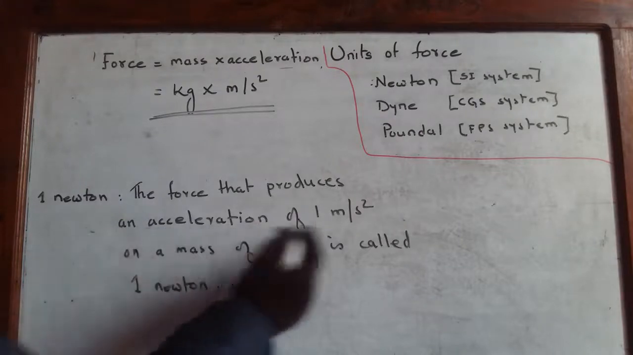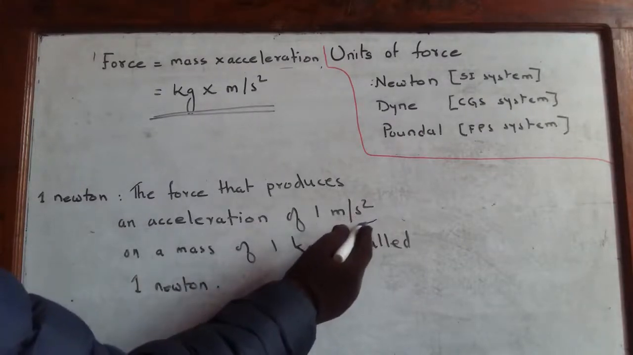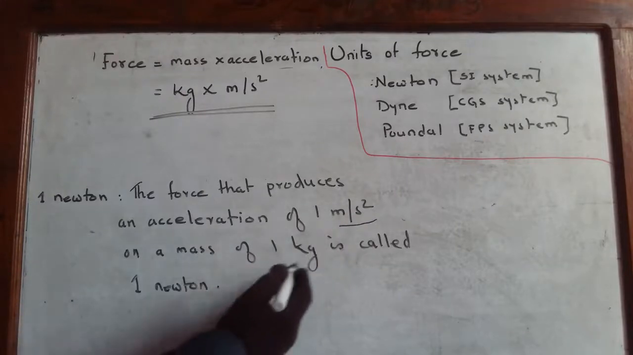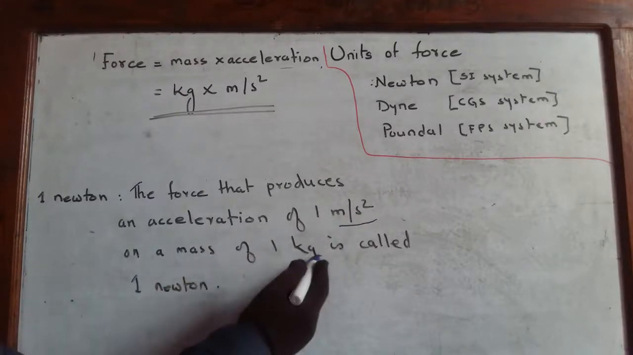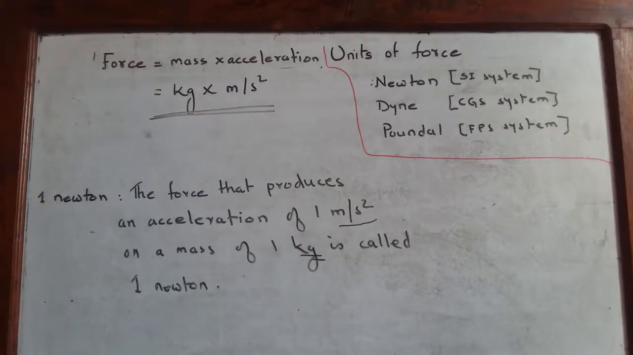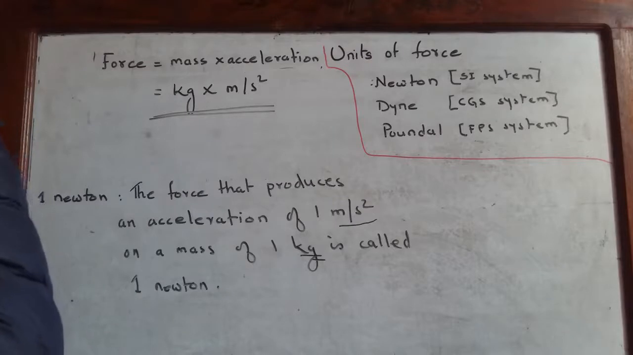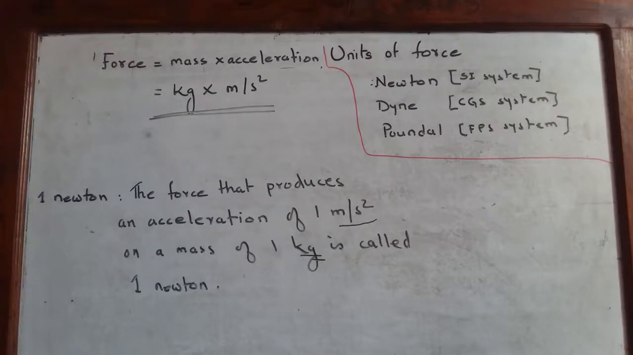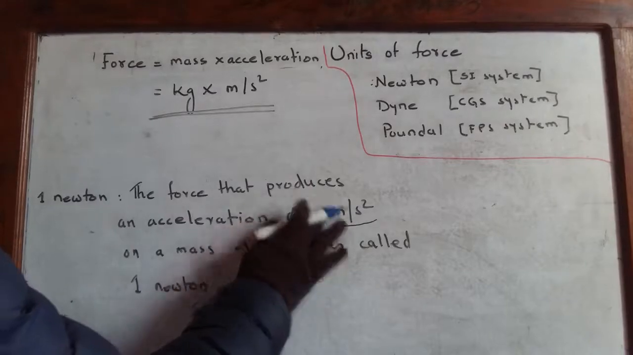Here the unit of acceleration is meter per second square, which is SI unit, and the unit of mass is 1 kg, which is SI unit, and the Newton is also SI unit of force. So all the units belong to the SI system. They are all of the same system. So now we'll define dyne. Everything will remain the same. Only you need to change the unit.